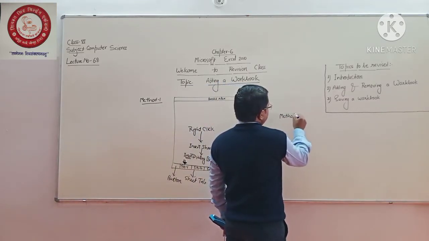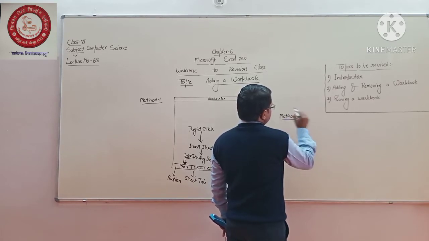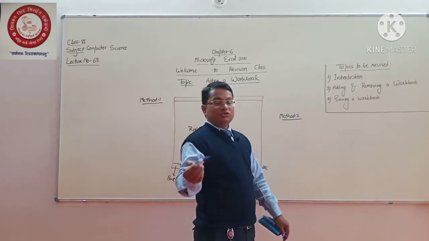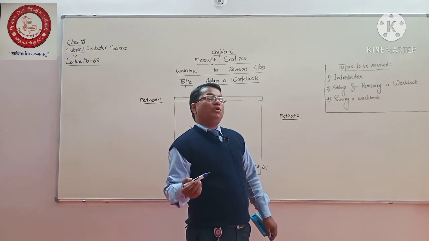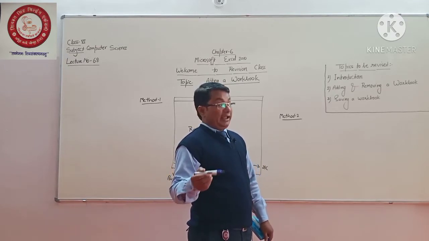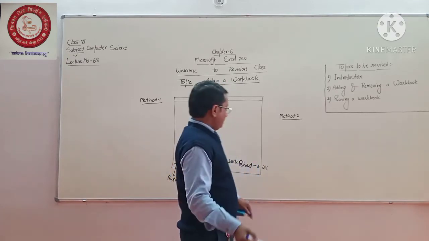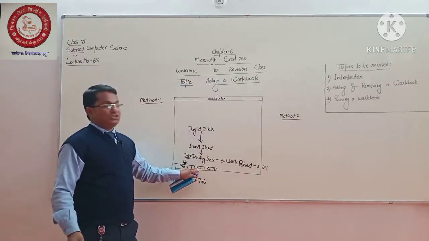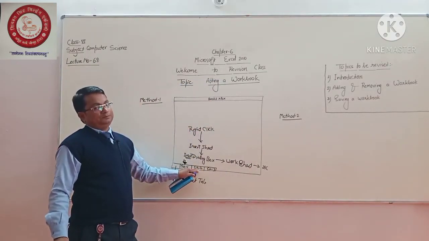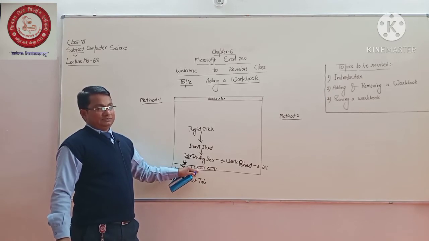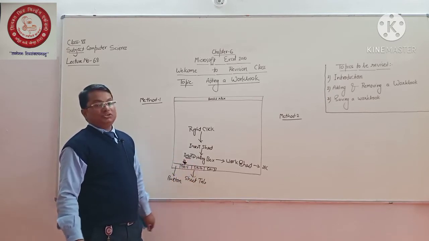Let's come to the right side to demonstrate method number 2. In method number 2, what you have to understand is the shortcut way to add a new sheet. Suppose this is your Sheet 2. You have to select it. After selection, what you have to do?